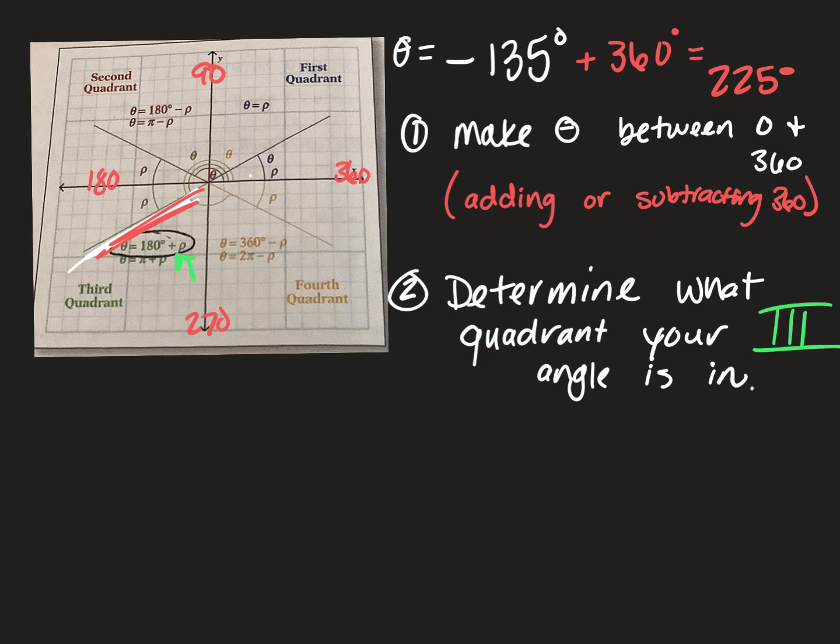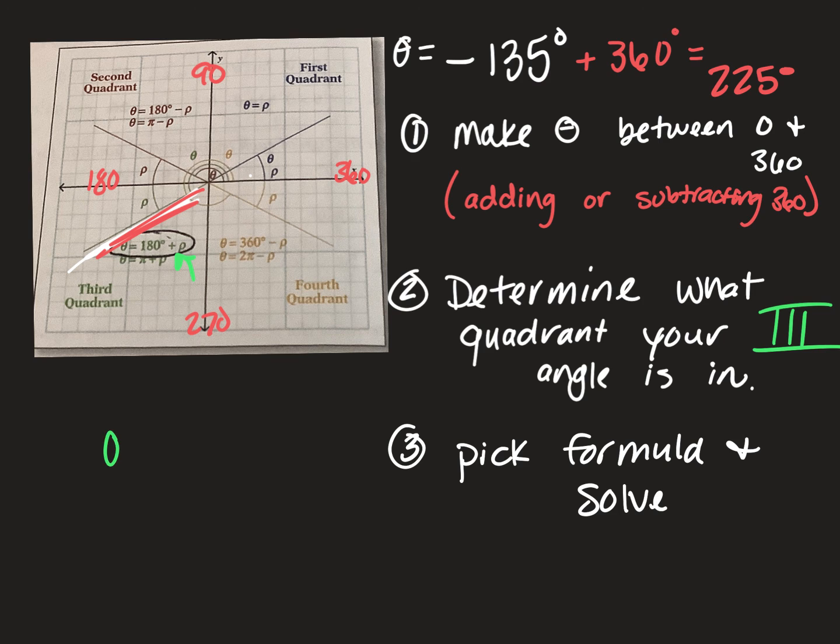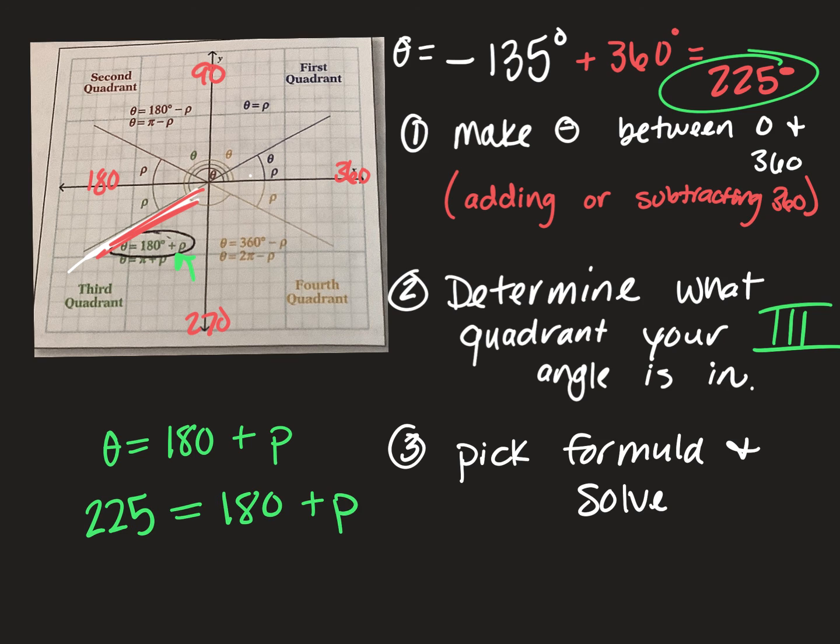All right. Our formula for quadrant 3 is theta equals 180 plus P. So our 225 is our theta, and we're going to plug that in over here. 225 equals 180 plus P. We need to get P by itself, so we're going to move the 180 over. So what is 225 minus 180? 45. Done. You found the reference angle.